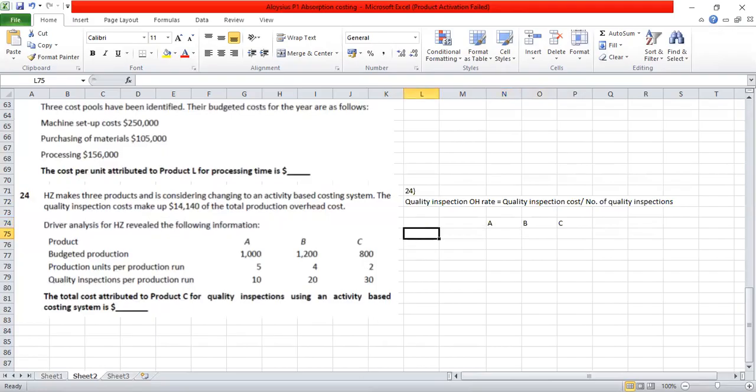First we have the budgeted production, then we have the production units per production run. It's not a unit per unit, it's total cost. So just write budgeted units. These are 1000, 1200, then we have it as 800. After that we have production units: 5, 4, 2.